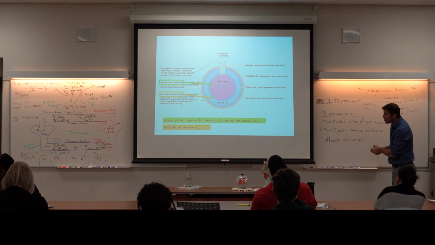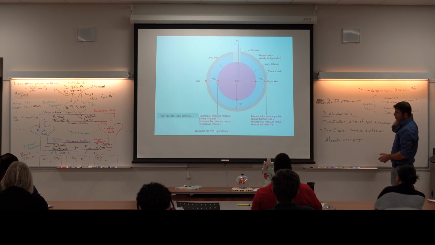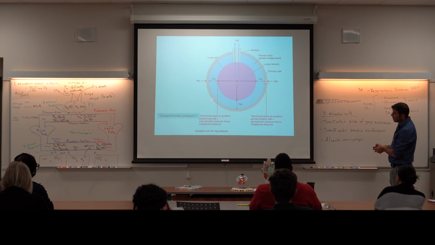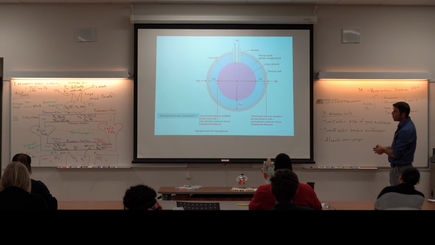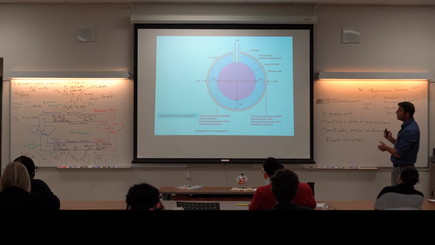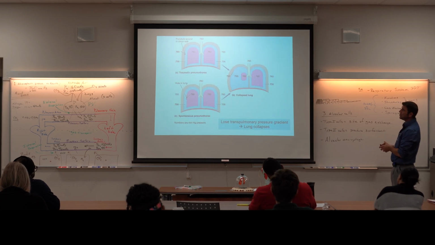So we want to pay attention to the difference in pressure between intrapleural pressure and intraalveolar pressure. That difference, the pressure gradient right here, is what we're calling our transpulmonary pressure. Transpulmonary pressure, just between that membrane, we're looking at the difference in pressure. We will always want there to be a lower pressure around the outside of the alveoli. That's what allows that to expand. In fact, what happens if we lose that change in pressure?